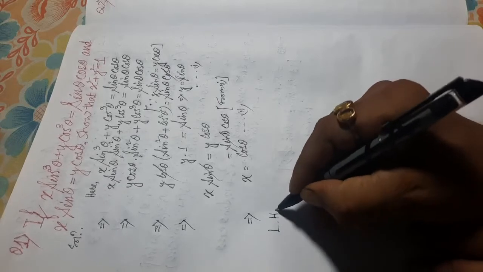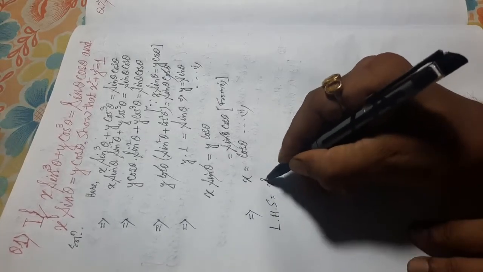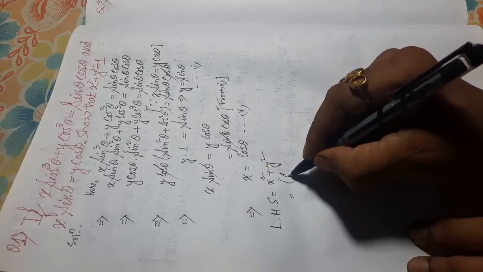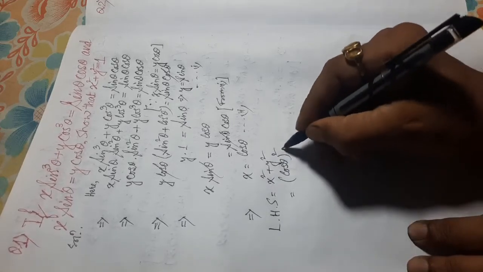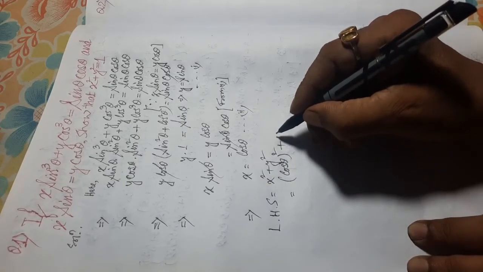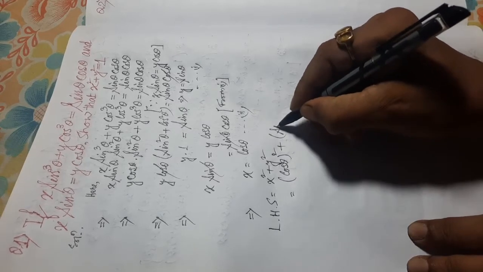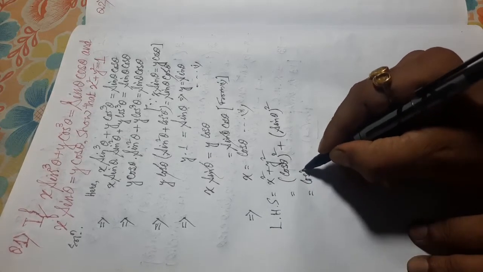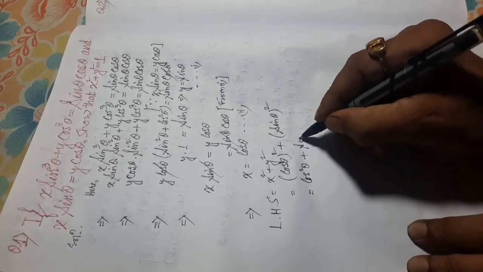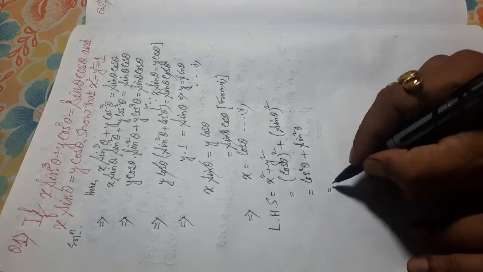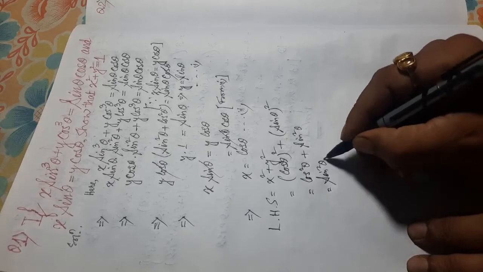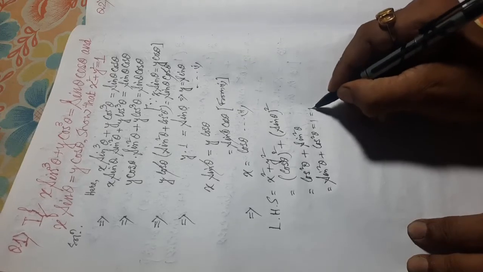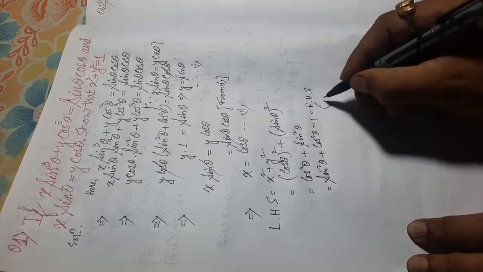Left hand side is equal to x square plus y square is equal to, in place of x we can write cos theta whole square plus in place of y we can write sin theta whole square is equal to cos square theta plus sin square theta is equal to sin square theta plus cos square theta is equal to 1 is equal to right hand side. Root.